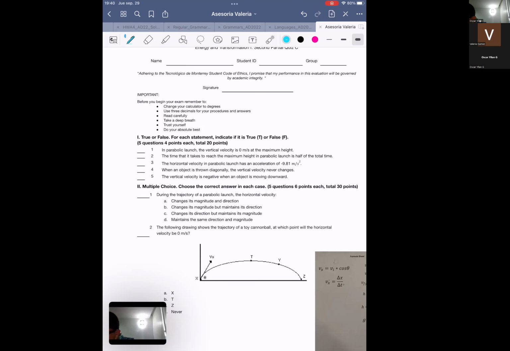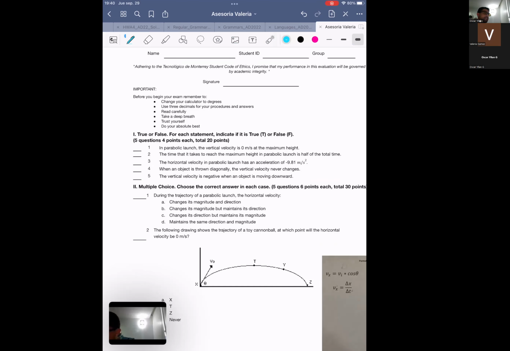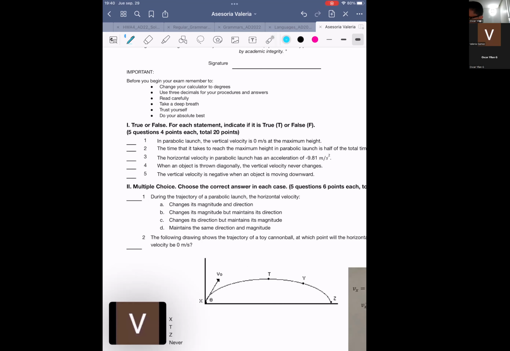It says in parabolic launch, the vertical velocity is 0 meters per second. Okay, let's do it together. What do you think? True, right? It's true because when we are in the parabola, at this maximum point, the maximum height, we are always going to have that the Vy is going to be 0. Perfect. Okay, next one.